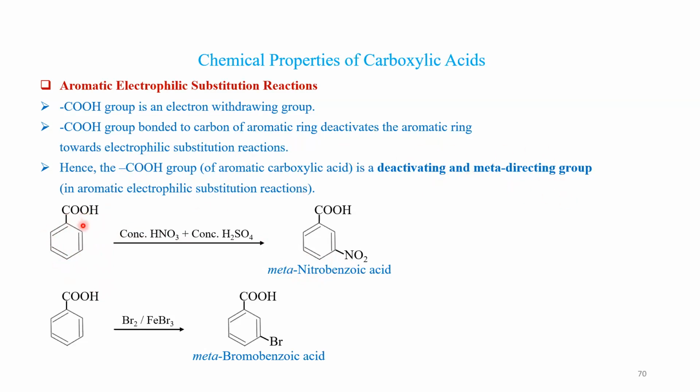So if I do nitration of benzoic acid, I'll get meta-nitrobenzoic acid. Or if I react benzoic acid with bromine in presence of FeBr3 as catalyst, halogenation will happen, and I'll get meta-bromobenzoic acid.